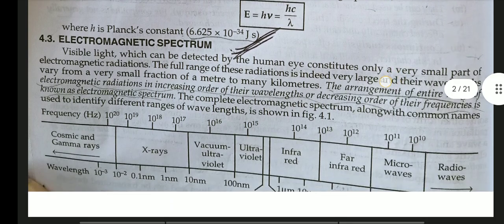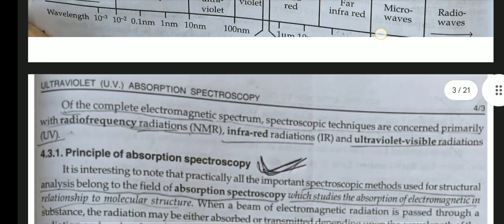Electromagnetic spectrum. Visible light which can be detected by the human eye constitutes only a very small part of electromagnetic radiation. The full range of these radiations is indeed very large, and their wavelengths vary from a very small fraction of a meter to many kilometers. The arrangement of the entire range of electromagnetic radiation in increasing order of their wavelength or decreasing order of their frequencies is known as electromagnetic spectrum. The complete electromagnetic spectrum, along with common names used to identify different ranges of wavelengths.